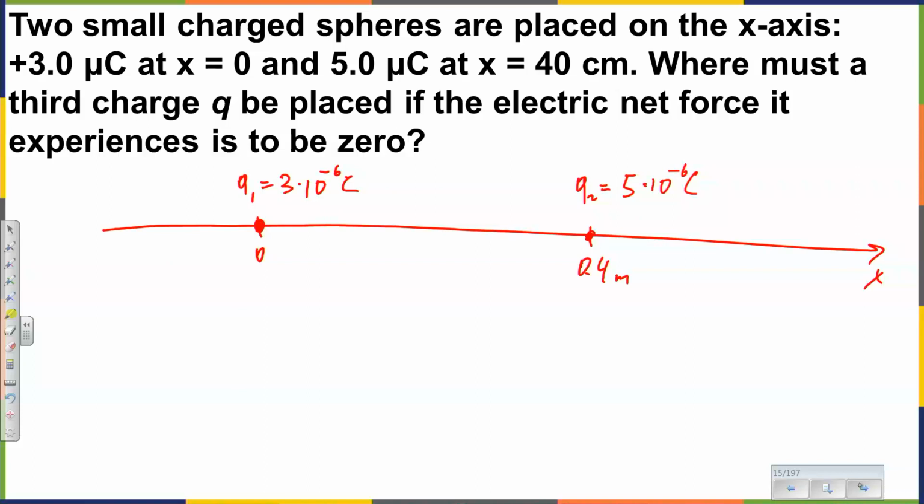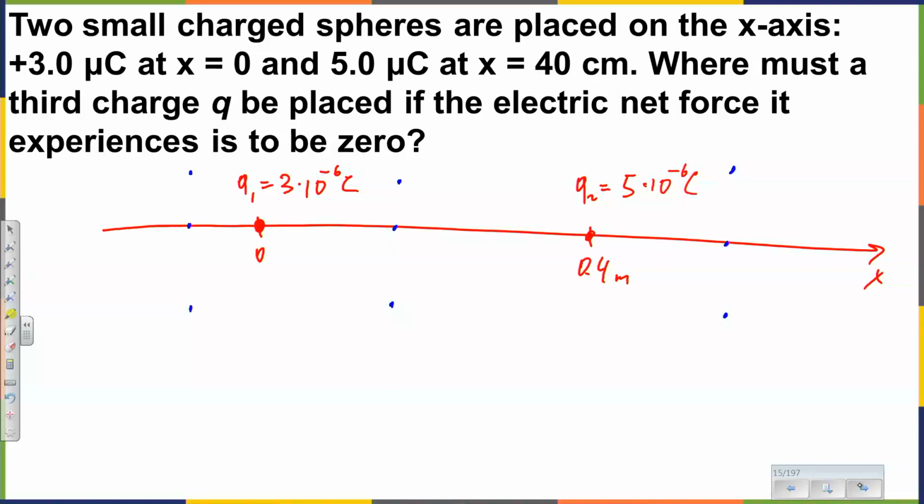Now, technically, the third charge can be placed anywhere, but there's only one specific location where it will remain in equilibrium. Where can I place it? Here, here, here, somewhere here, somewhere here. These are 9 locations which exhaust all possible situations.